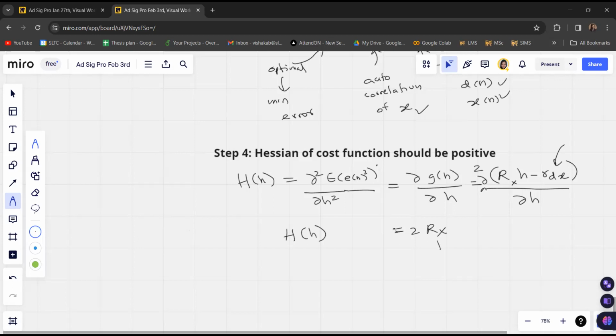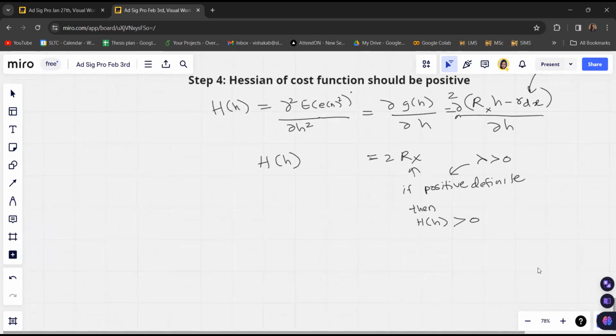So here, if Rx is positive definite, then the Hessian is going to be positive. Rx being positive definite means that all the eigenvalues of this matrix are going to be positive. Positive definite means that definitely all the eigenvalues are positive.